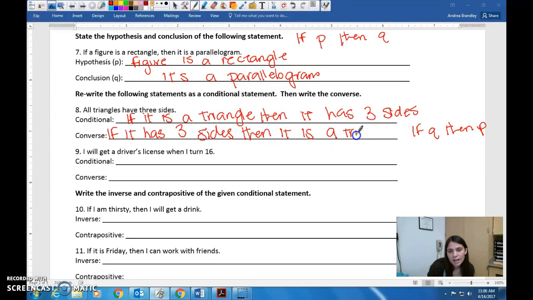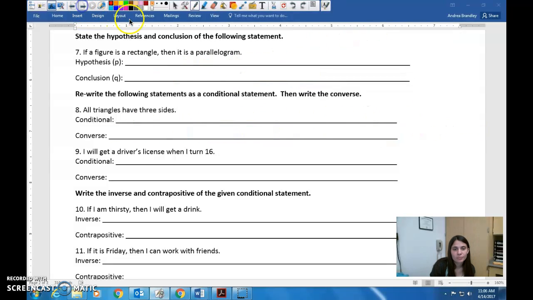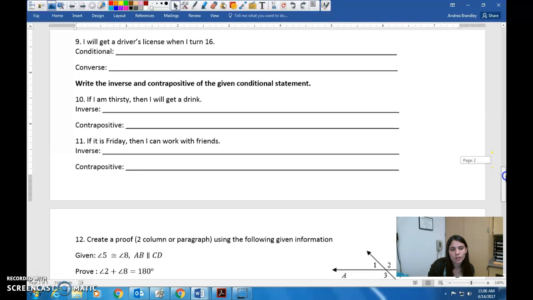And now number 9 is just the same as number 8 with a new sentence, so I'm going to go ahead and let you try that one on your own. And I'm going to go on to number 10. So number 10, it gives us the conditional statement. The conditional statement is, if I am thirsty, then I will get a drink.